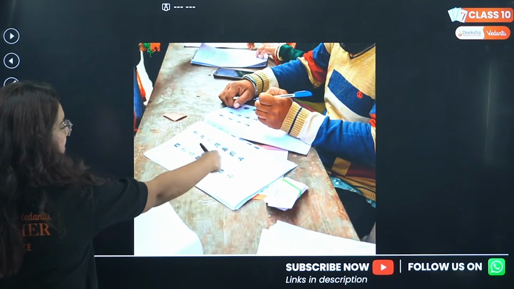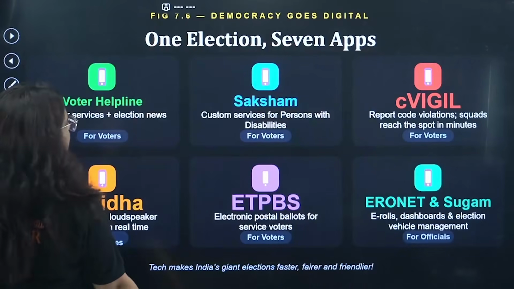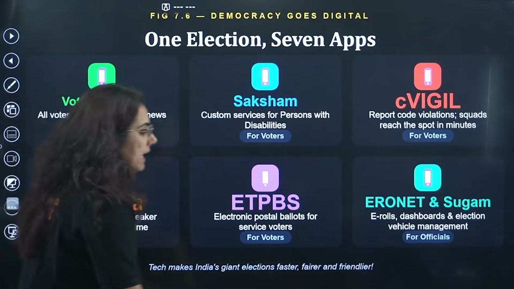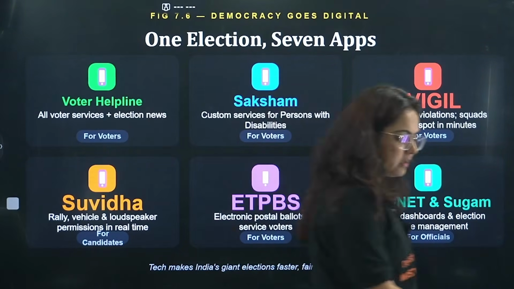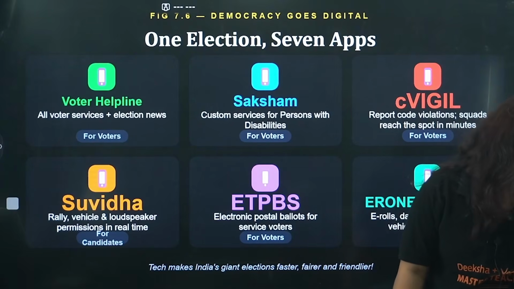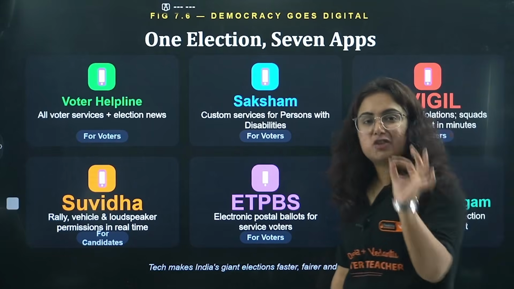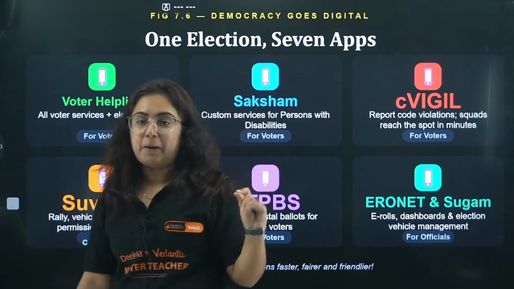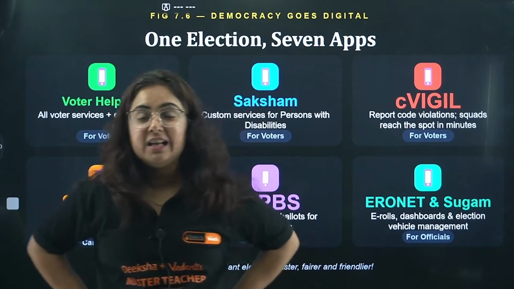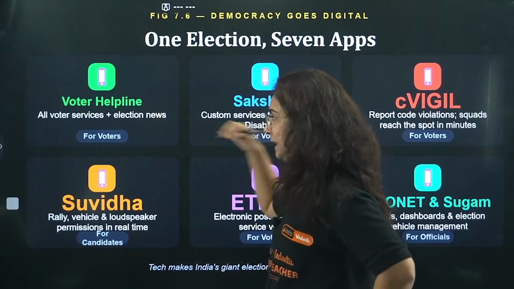This is the person seeing the electoral list. Okay, this is the electoral roll. How does it look? And so one election for the country has seven apps to prove that they are transparent, basically for the facilitation of the election system in India. So let's talk about these apps that were started by the government, and the first one is Voter Helpline.